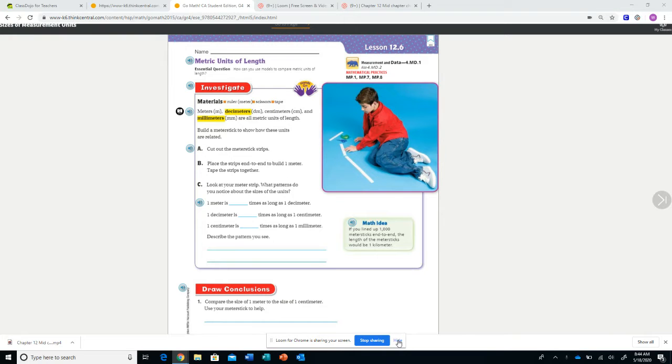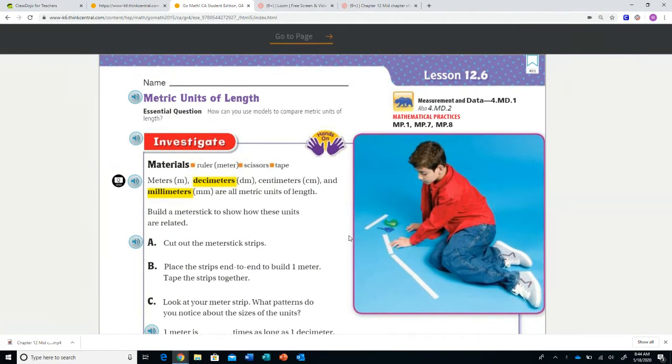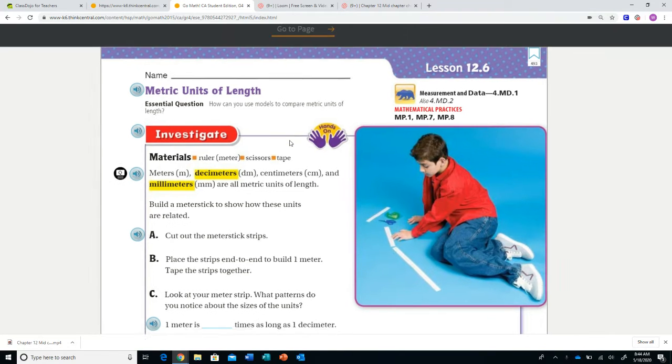Hi, everybody. So we are now at lesson 12.6 in Go Math. And after the mid-chapter checkpoint, the units of measure are going to switch to metric units of length. So we've done the customary units of length, which we're probably all more familiar with, inches, feet, and yards. So 12.6 here says our essential question, how can you use models to compare metric units of length?